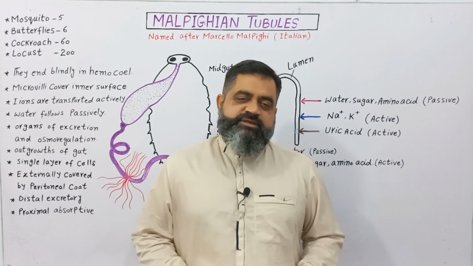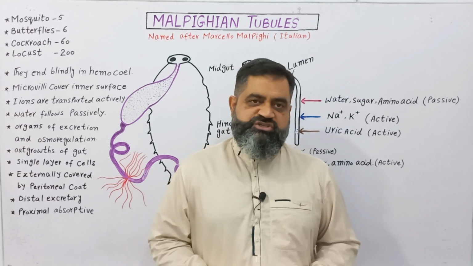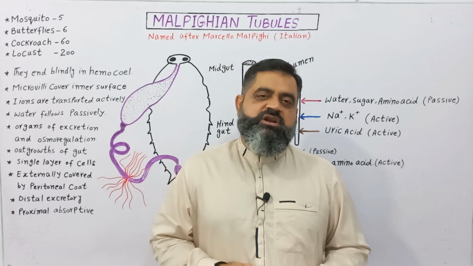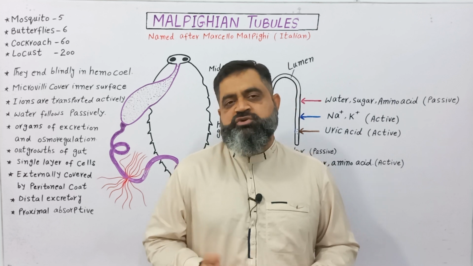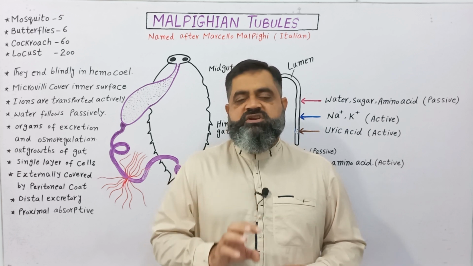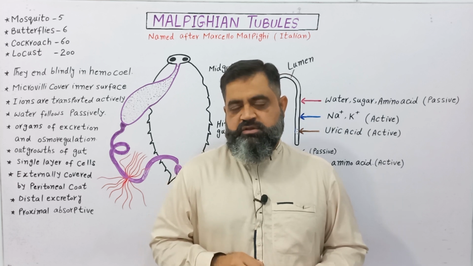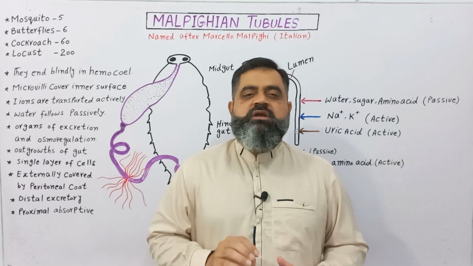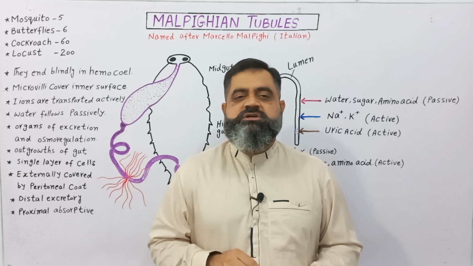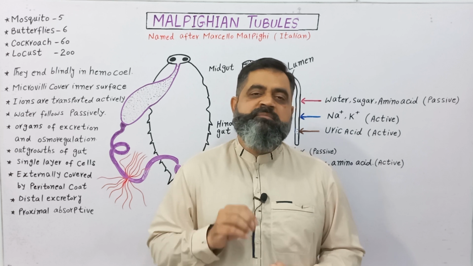Hello to all students. In this video lecture, we are going to discuss excretion and osmoregulation in insects with the help of specialized structures which are known as Malpighian tubules. As you know, insects belong to phylum Arthropoda and they have a restricted supply of water in their environment. So they are uricotelic. It means that they excrete their metabolic waste material in the form of uric acid, and uric acid is such a metabolic waste which can be removed from the body with a minimum amount of water.